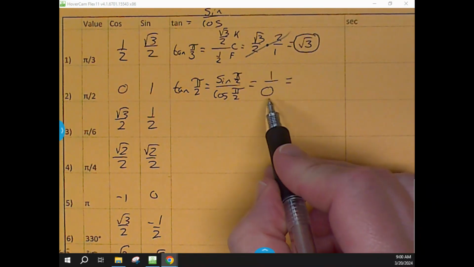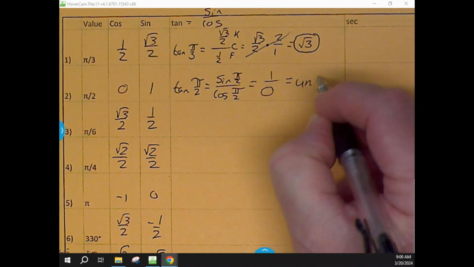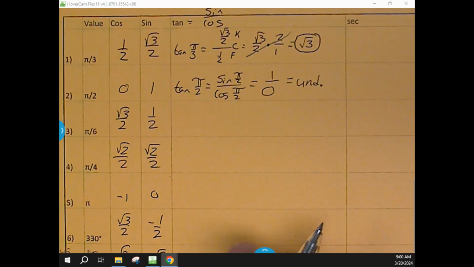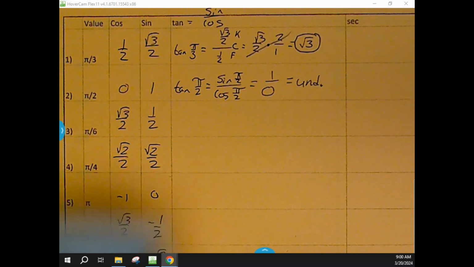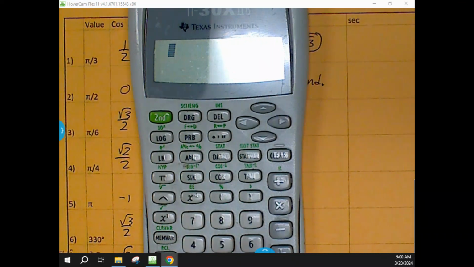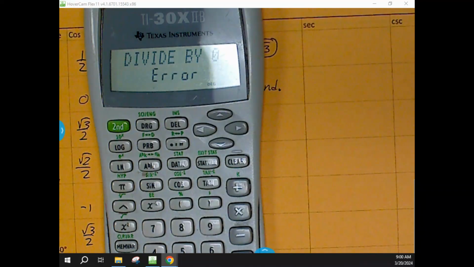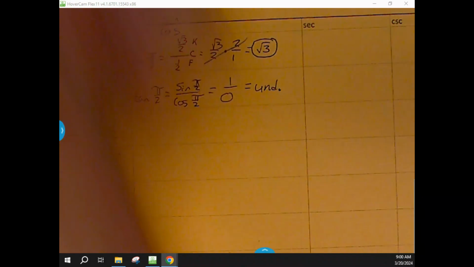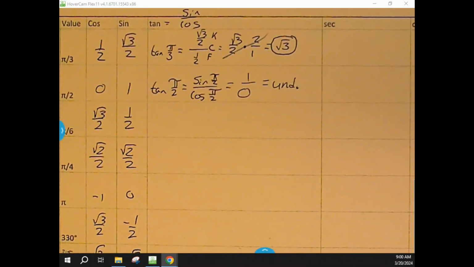Zero on the bottom is always going to be undefined. 0 on top is 0, but 0 on the bottom is undefined. Again, when you're not sure if you get the zeros, don't make the same mistake I did when I was in high school. Just check it on your calculator, do 1 divided by 0, and it tells you that's an error message. You cannot divide by 0. So it's the undefined part. Okay, so again, you get to use those calculators, so don't let those get past you.